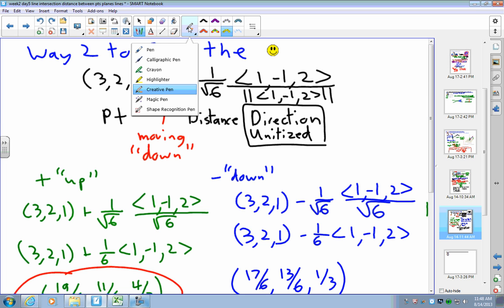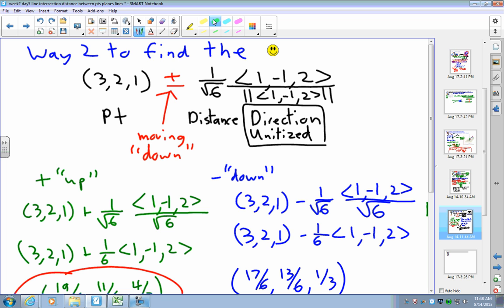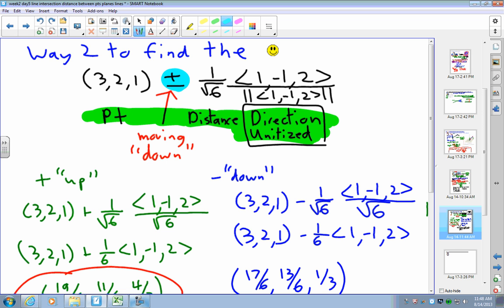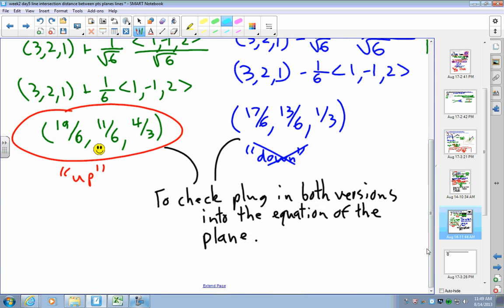I'll highlight what I mean by the concept. This is super important for you guys to know. Point plus distance times direction unitized can move you. Okay? That is so important. The whole thing, though, is be very cautious of how you're moving. When I say positive, that does not mean up always. When I say negative, it does not mean down always. Okay? So this one, you can get 2 points really quickly. You just need to make sure you know which point works by plugging into the plane.